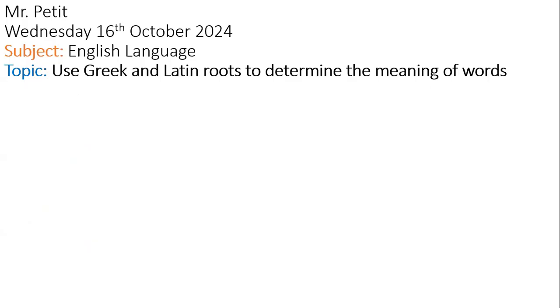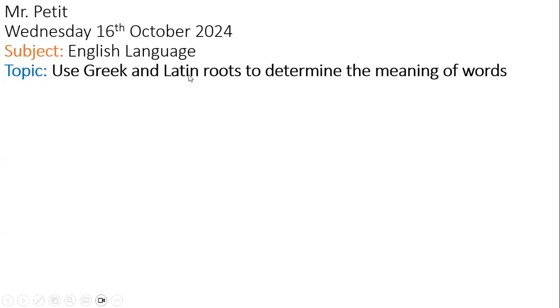We're going to be using Greek and Latin roots to determine the meaning of words. Mr. Petty, how were we supposed to guess that? That was two words. I said the first word and y'all couldn't get it, and I said, let me try again. The first word, all I needed was K, Greek. The second word is Latin.